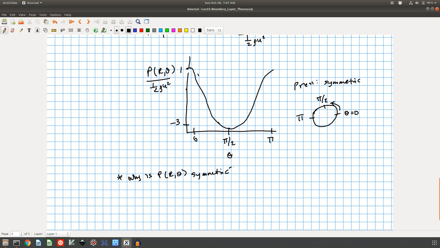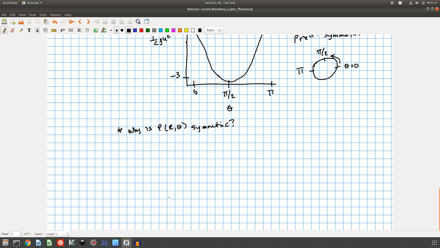We need to bring in an important concept here. Inviscid flow obeys an equation called Bernoulli's equation. We're going to see more of Bernoulli's equation in a few weeks. Bernoulli's equation is essentially an energy balance on a streamline. Maybe you've heard of Bernoulli's equation before.